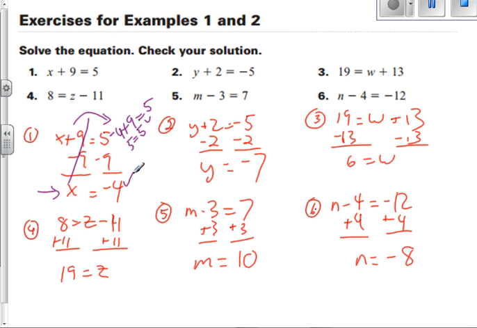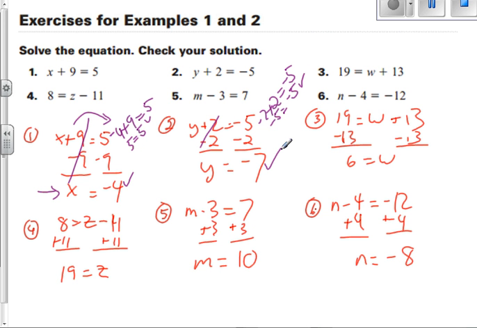So let's look at number 2. y plus 2 is equal to negative 5. I am going to subtract 2 from both sides to cancel off on the left. Therefore, y is equal to negative 7. If we do our check real quick, we have negative 7 plus a positive 2 is equal to negative 5, and negative 5 is equal to negative 5. My check works out, therefore I know my y is correct.